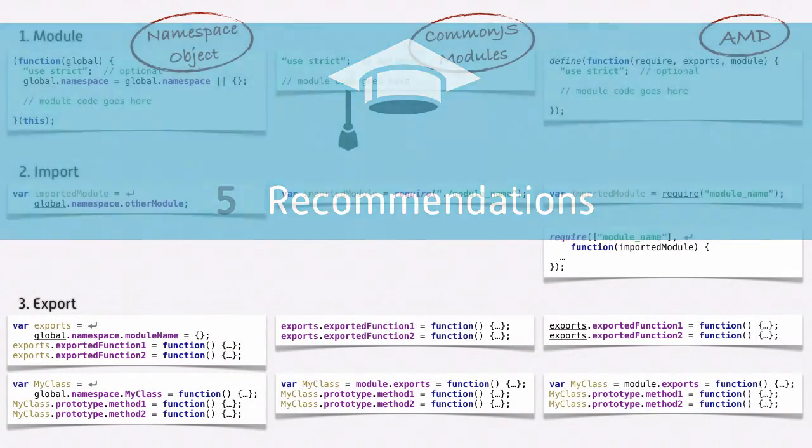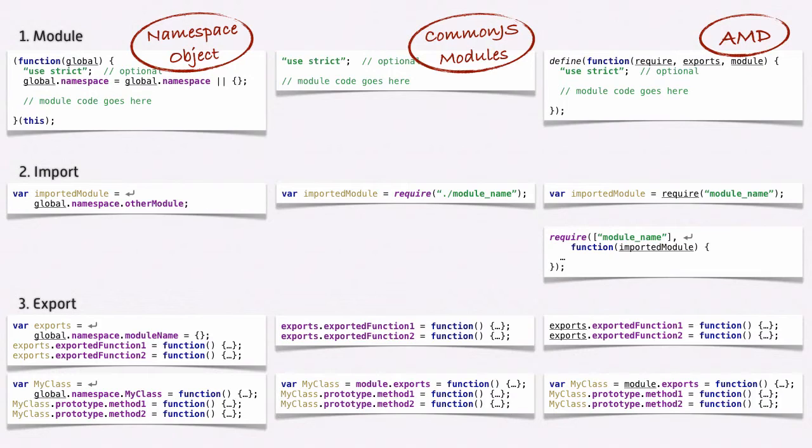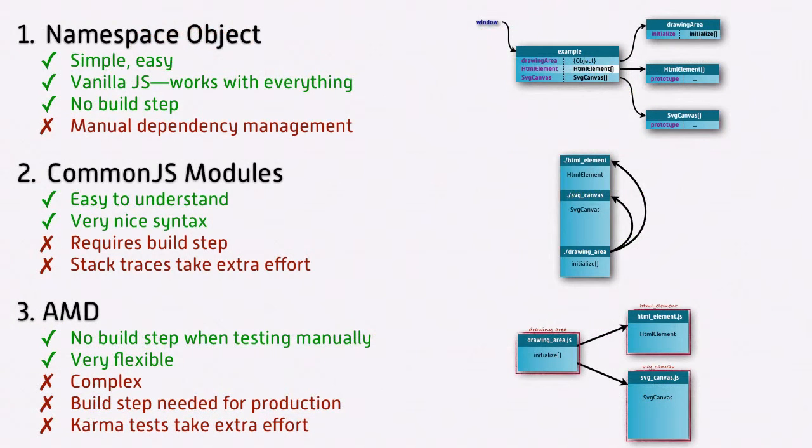Here's a look at these three approaches side by side. We've got the global namespace object on the left, CommonJS modules in the middle, and the AMD approach on the right. Go ahead and pause the video here if you'd like to study these in depth. You might want to switch to full screen mode so you can read the text clearly. Each of these approaches has its own trade-offs.